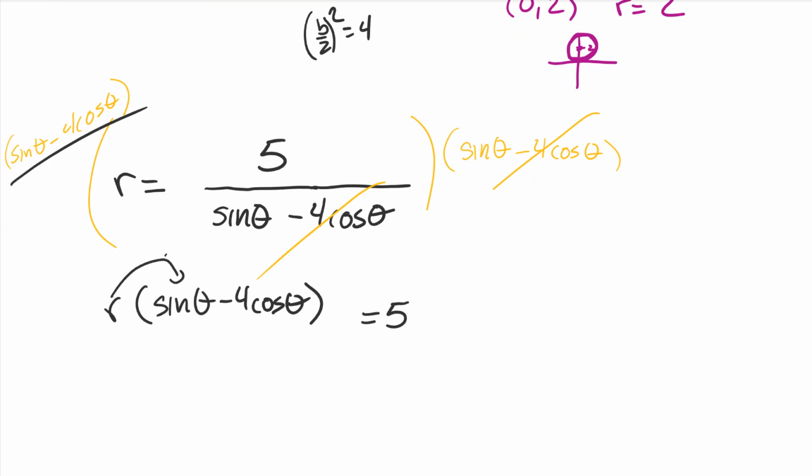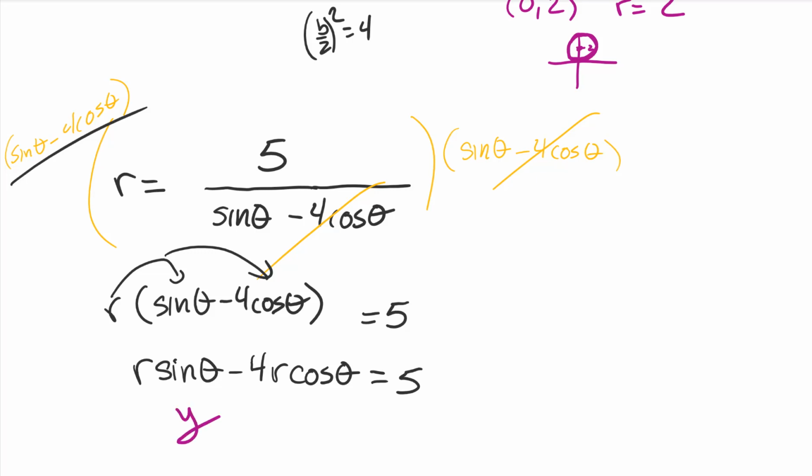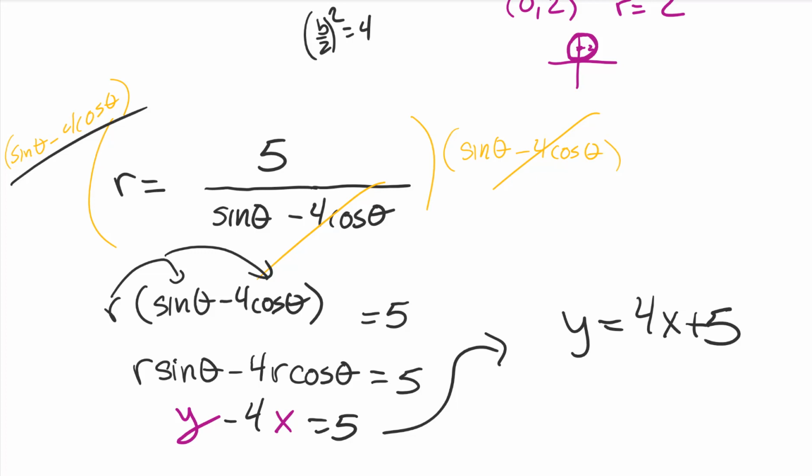Now let's bring this in, because we don't have anything for sines of theta. We don't have anything for cosines of theta, but we sure do have things for r sine of theta minus 4 times. We put the r next to the cosine. R cosine of theta is equal to 5. Well, howdy. Let's do it. R sine of theta is just equal to y. R cosine of theta, well, that's just equal to x. And that's all equal to 5. Hence, you have the line y is equal to 4x plus 5. And there it is. There's conversions.